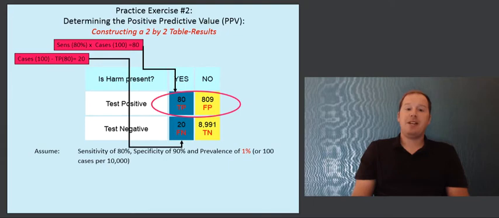To get the PPV, we take the number of true positives, 80, and we divide by the total number of true positives plus false positives. In other words, all positive results, 889. And what we see here is we get a positive predictive value of 9.2%, substantially lower than the 47% when the prevalence was 10% rather than 1%. Notice how sensitive the test is to the prevalence of the condition in the population, even with an accurate test.